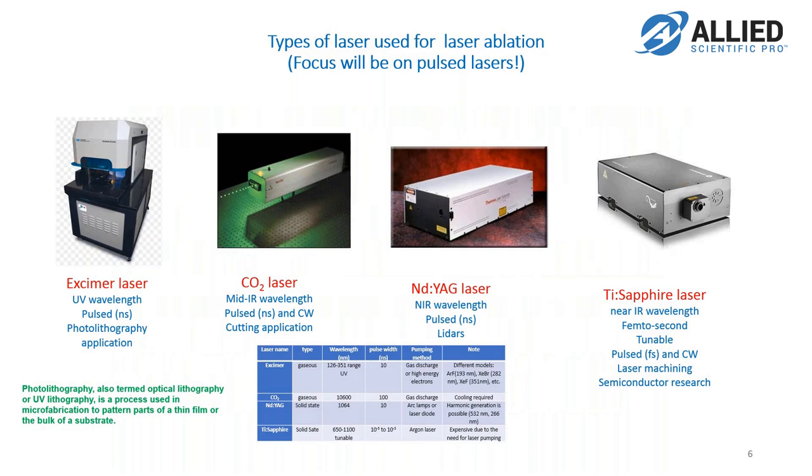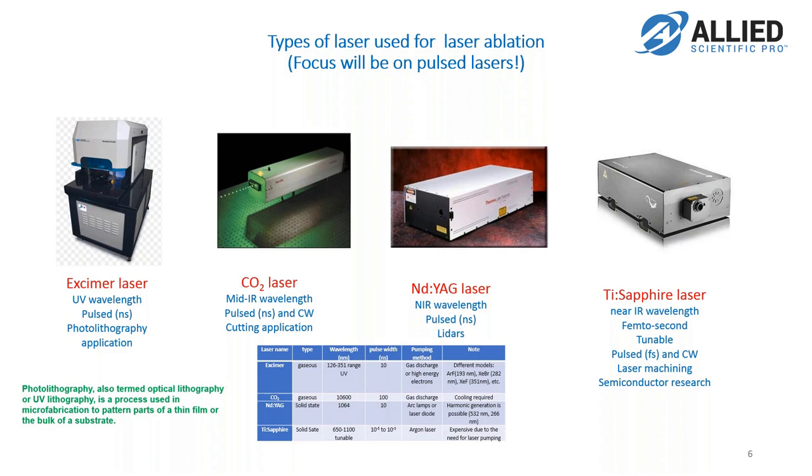Now, let's look at several types of lasers of different wavelength regimes that are used for laser ablation and also laser cleaning. Let's get familiar with some of these. Starting from the far left, you have the excimer laser, which is a UV laser. It's a low rep rate laser.